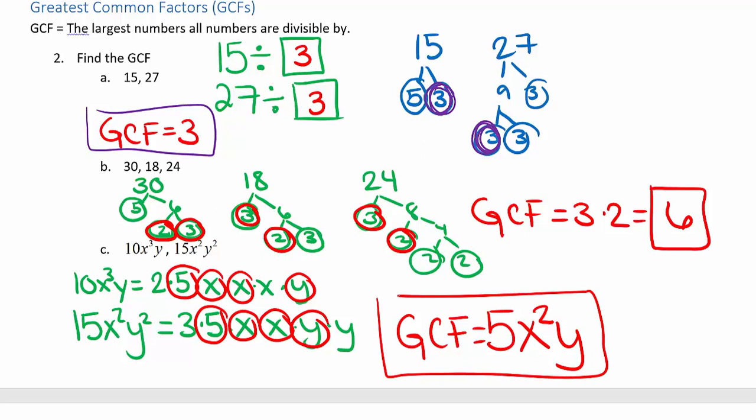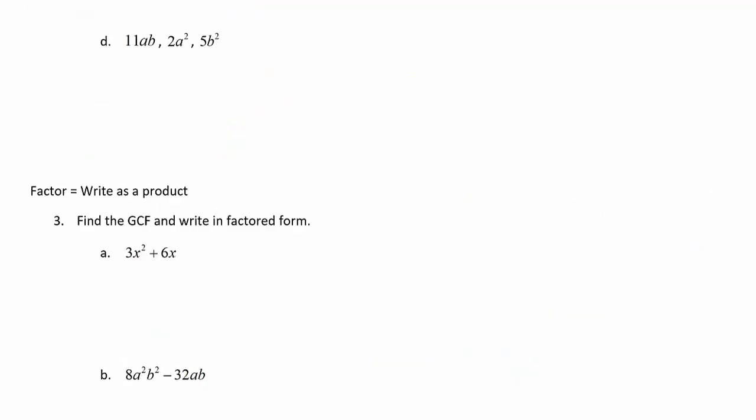Now, if you don't want to write down all of the factors, sometimes that can be pretty time-consuming, you can look at the numbers separately and do that in your head. 15 and 10, those are divisible by 5. And then when you look at the variables, you can pick the one with the smaller exponent. Both have x's. The smaller exponent is 2. Both have y's. The smaller exponent is 1. So let's do one more example, and then we will take this a step further.